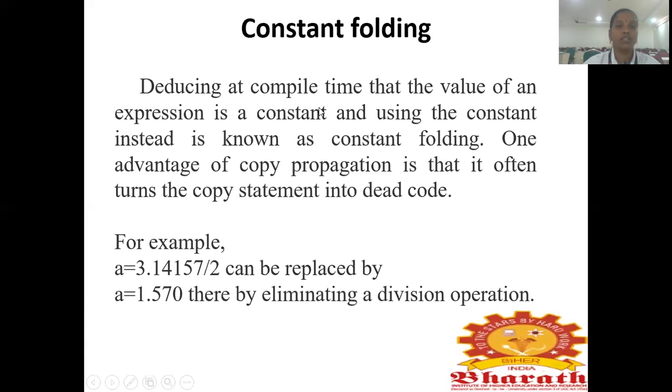So next one is constant folding. This folding happens at compile time. When a value or expression is constant and the constant is used instead, it is known as constant folding. One of the main advantages of constant folding is copy propagation, which turns the copy statement into dead code. That is the main part of constant folding. I already discussed the pi value. This a equal to pi value divided by 2 can be replaced by a equal to 1 point something. So that is eliminating the division operation. Just the value can be stored directly after the expression is computed. That is constant folding.